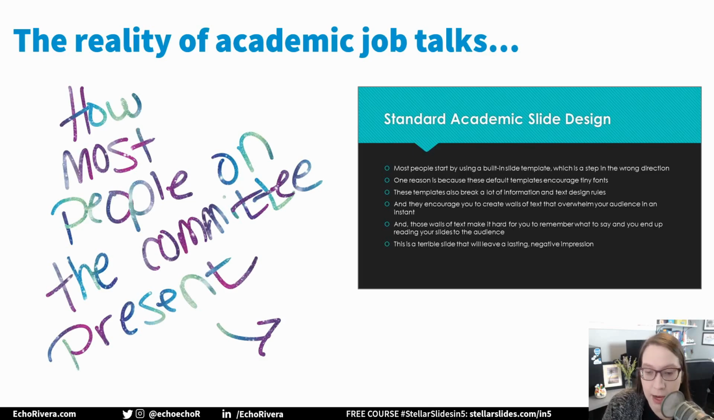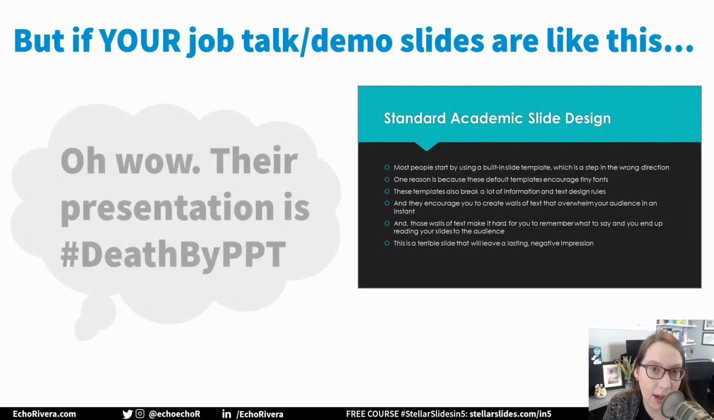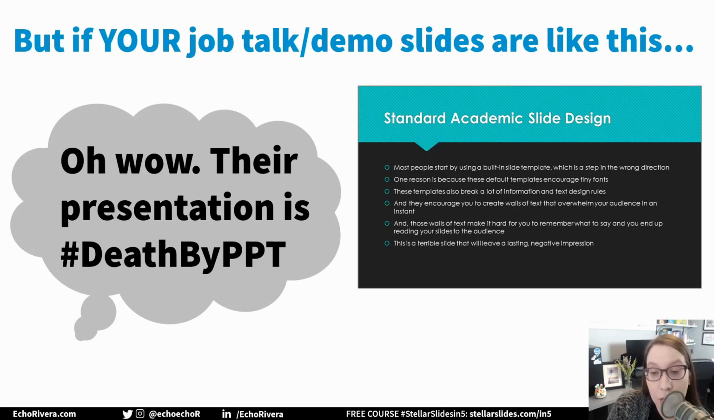And I don't blame them. I am not making fun of anybody here. This is just the reality. And the bad news for you is that that still doesn't mean that they're going to go easy on you just because they can relate and they do the same thing. They're actually going to judge you very harshly for the exact same thing that they do. And that's because everybody hates death by PowerPoint presentations.